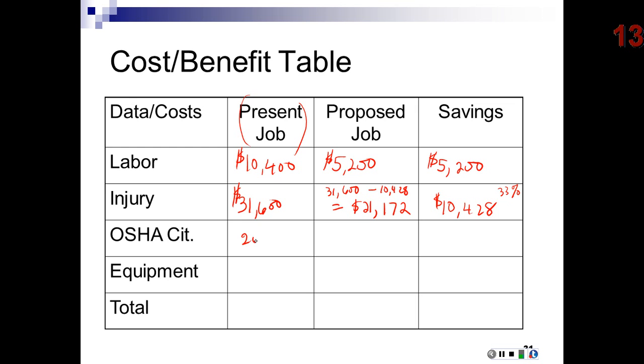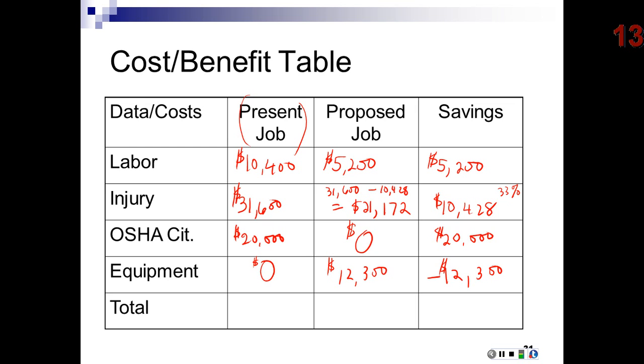OSHA citation, I said if you don't change the job, there's things wrong with it. We know there's things wrong with it. We're still exposing our workers to increased hazard, so we could have a citation. Proposed job, if we make changes, it should be $0 if we fix, and so we should be saving $20,000 by implementing the manipulator. Equipment, present job is $0. We don't have the manipulator. If we buy it, on the proposed job it's $12,300, which means it'll save us a negative $12,300.